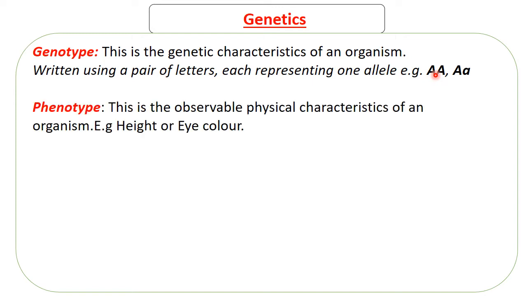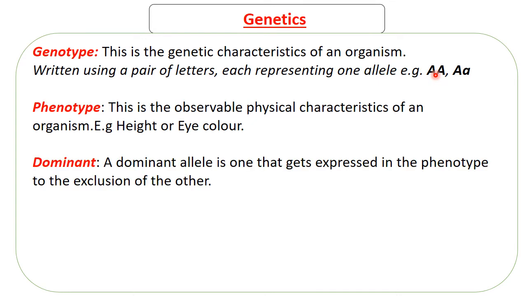Then phenotype is the observable physical characteristics of an organism, for example height or eye color. What you see with your eyes, that's the phenotype. So phenotype can be misleading. Someone can be tall but not purely tall, because they can have a child who is short, as you are going to understand.